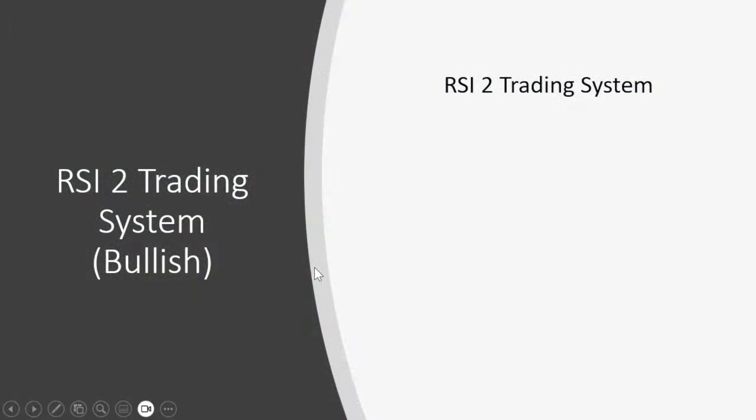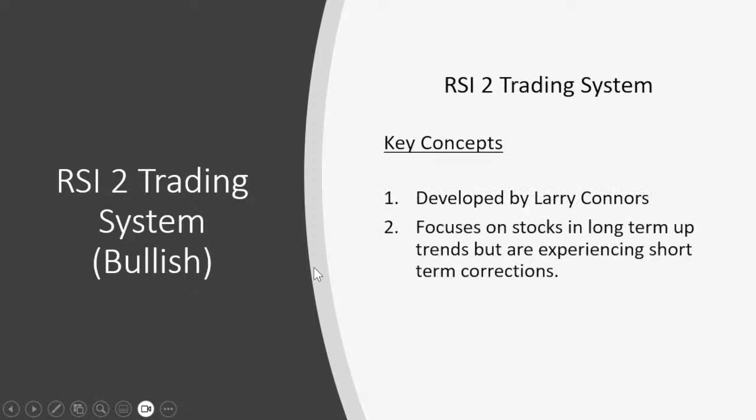So what I want to show you tonight is what's called the RSI-2 trading system. The RSI-2 trading system was developed by Larry Connors. Larry Connors is an author. He's a trader. He's got over 40 years in the financial markets industry. This strategy focuses on stocks in long-term uptrends but are experiencing short-term corrections. All right, that's rather vague. He defines those situations, though.